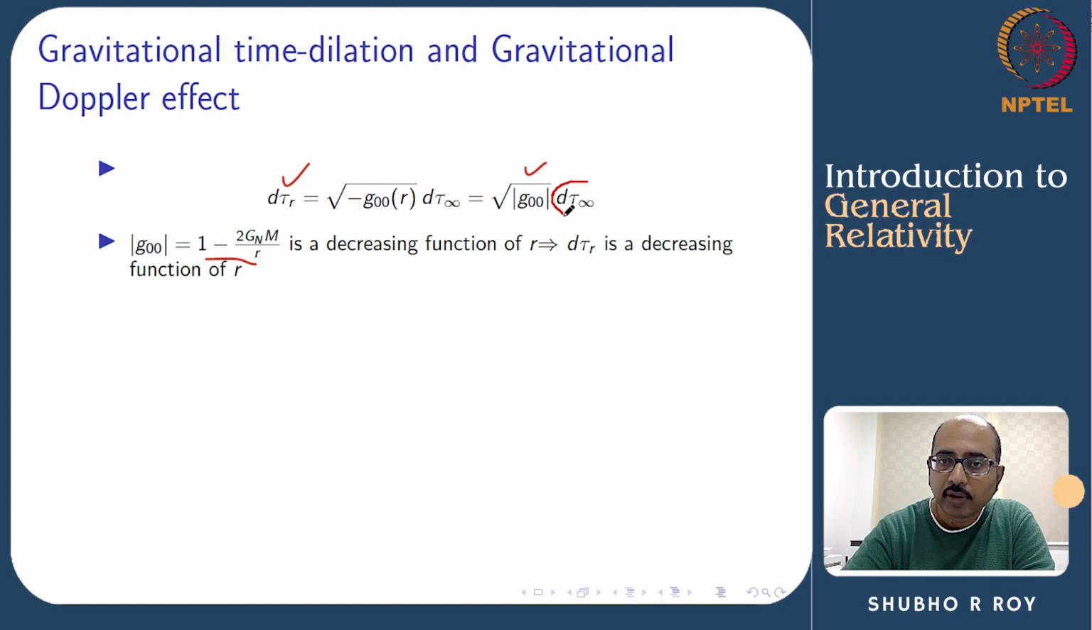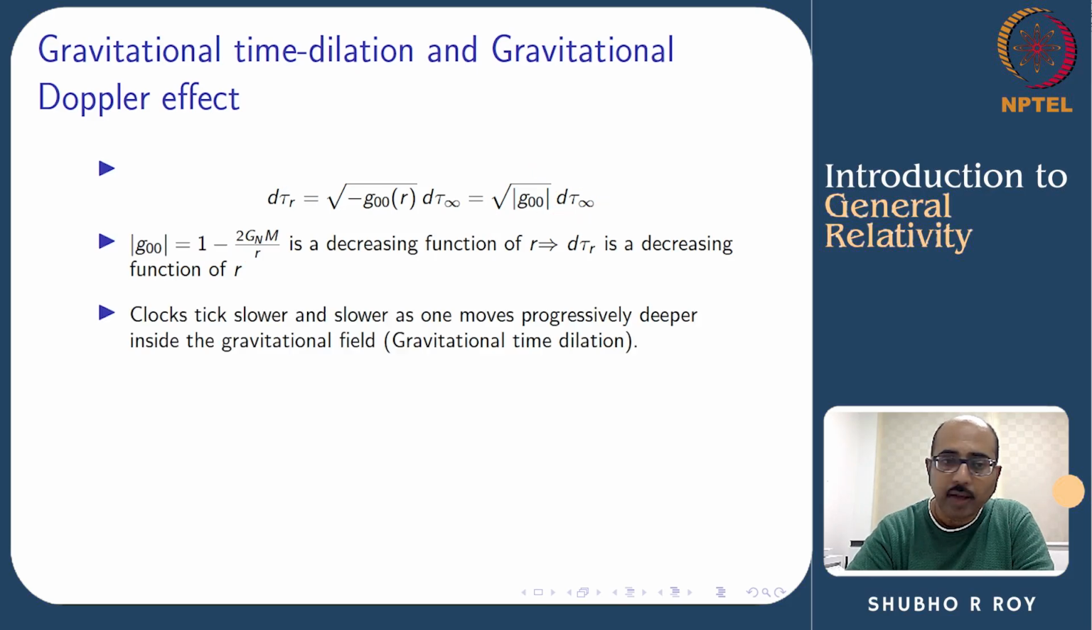So for a given fixed time, let's say at infinity the clock reads 5 minutes, in terms of the clock located at some location r, this will be multiplied by this factor, square root of g00, which is less than 1. So what we have is that clocks will tick slower and slower as one moves progressively deeper inside the gravitational field because of this factor g00. So let's say if it is 5 minutes in the clock at infinity, because this factor is less than 1, this might read something like 2 minutes. Okay, because you're multiplying 5 by a factor which is less than 1. So clocks will tick slower and slower.